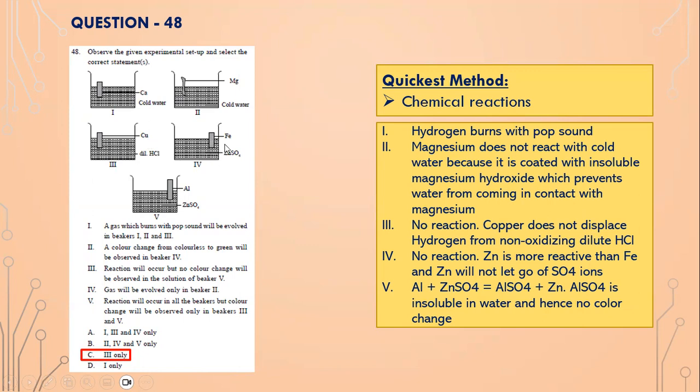In 4, no reaction again, iron and zinc sulfate, because zinc is more reactive than iron. So iron will not displace the zinc from the sulfate. So no reaction in 4. In 5, aluminum plus zinc sulfate produces aluminum sulfate and zinc is formed, and aluminum sulfate is insoluble in water and hence no color will change. So number 3 is true, that reaction will occur but no color will change because aluminum sulfate is insoluble in water. So again the water will remain as it is and no color will change.